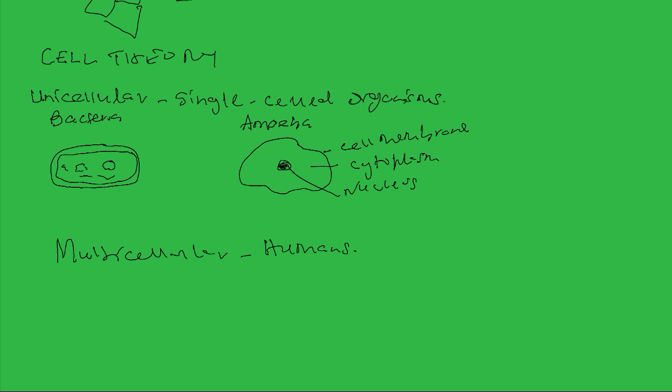We are multicellular because our bodies consist of billions upon billions of cells. Another example of a multicellular organism is the maize plant, mango tree, and even insects. Insects are multicellular organisms.